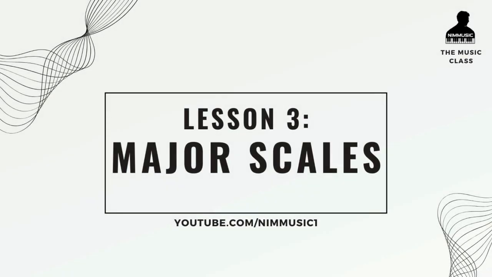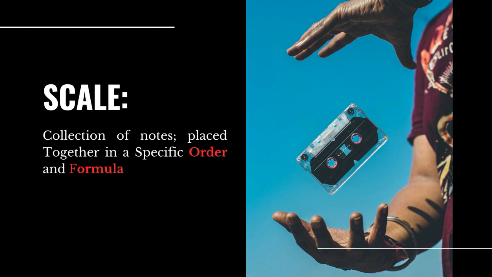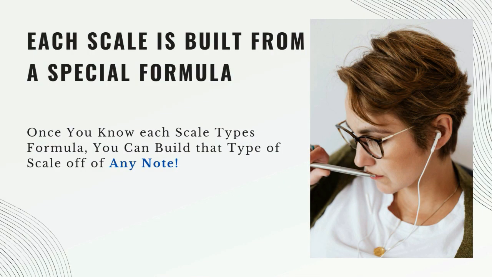As we discussed, a scale is a sequential collection of related notes. There are many different types of scales and they each have their own unique quality. They sound different, but what binds them together is they are built from a formula. And once you know each scale type's formula, you can build that type of scale off of any note. So what I'm about to show you now is how to build a major scale. And once you know that, you'll be able to build 12 major scales.